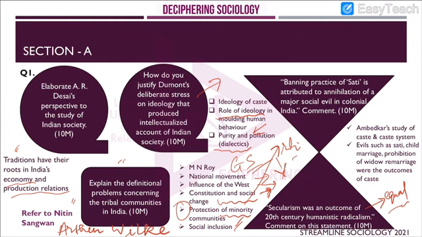The question on banning practice of sati is attributed to annihilation of major social evil in colonial India. In this, we had to write about Ambedkar's study of caste and caste system. You must have heard about his book, Annihilation of Caste. So this question was based on that book. Here, he says that the evils such as sati, child marriage, prohibition of widow remarriage were the outcomes of caste.